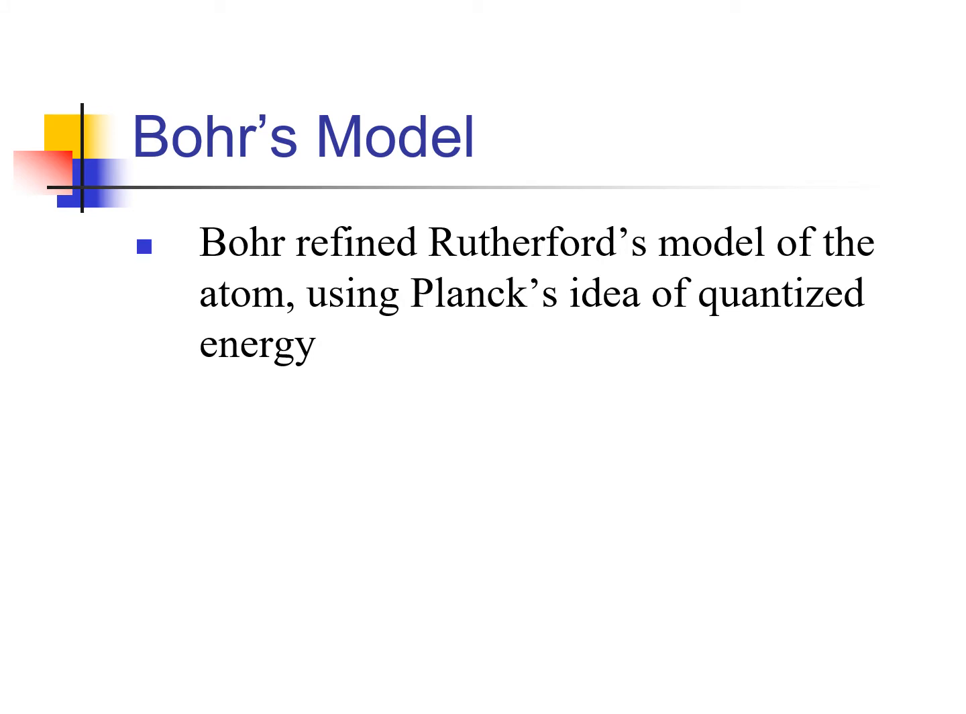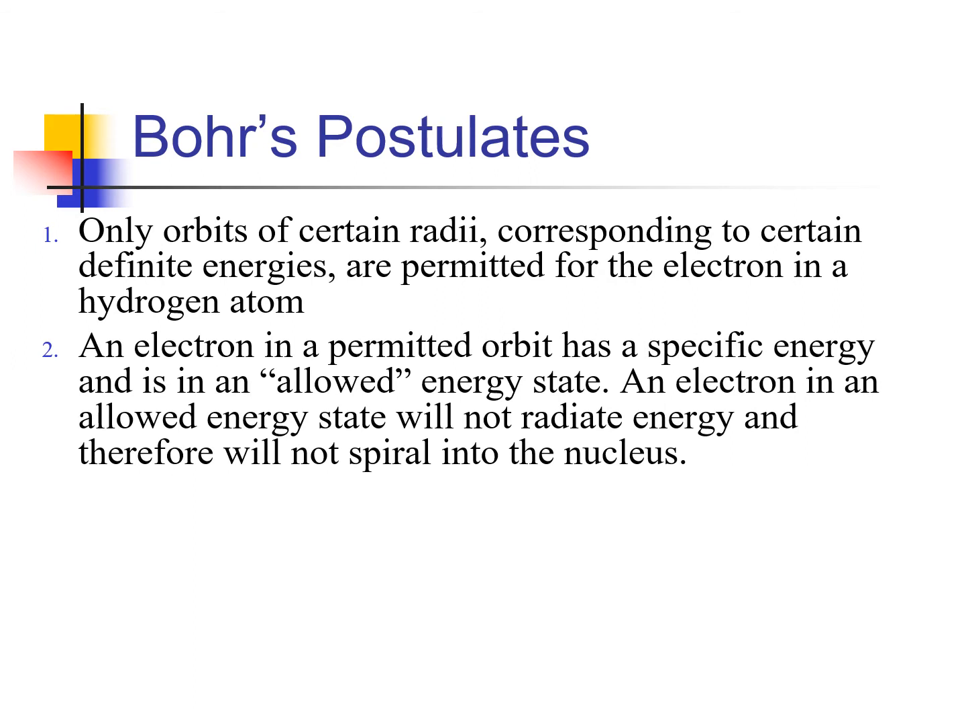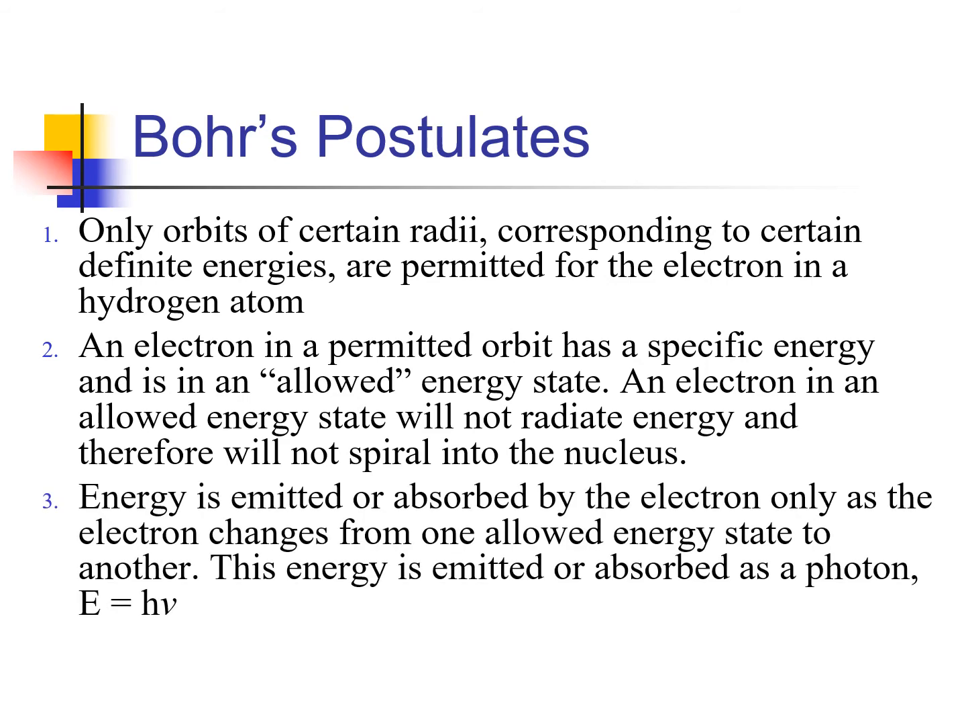Now, Bohr ran with this. Bohr refined Rutherford's model of the atom using Planck's idea of quantized energy. First, only orbits of specific radii, corresponding to definite energies, are permitted for the electron in a hydrogen atom. Second, an electron in a permitted orbit has a specific energy and is in an allowed state. An electron in an allowed energy state will not radiate energy and therefore will not spiral into the nucleus. Third, energy is emitted or absorbed by the electron only as the electron changes from one allowed energy state to another. This energy is emitted or absorbed as a photon, where E equals h nu.